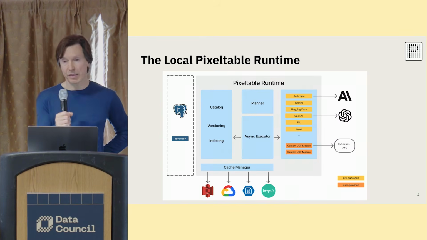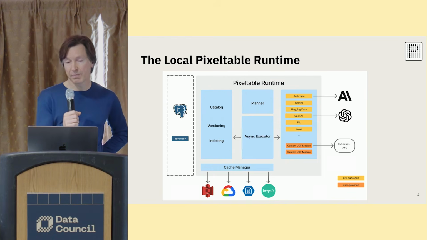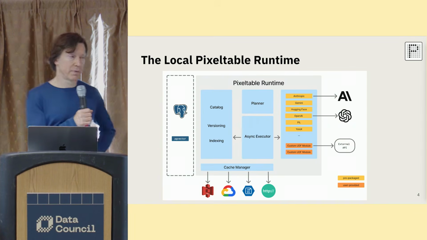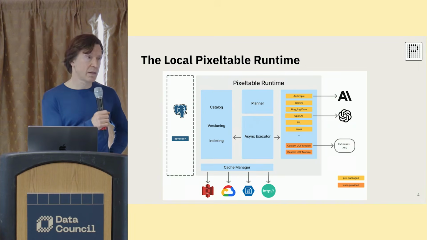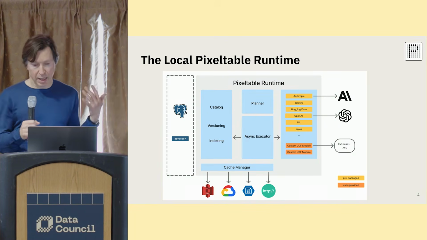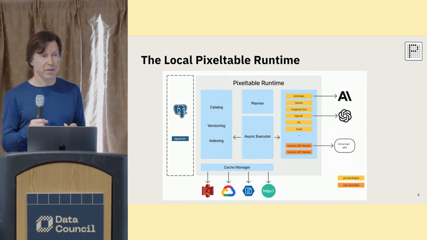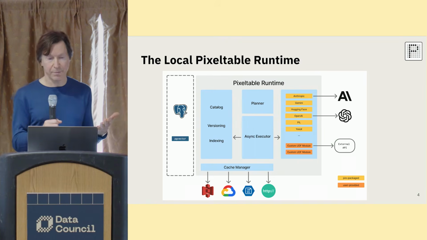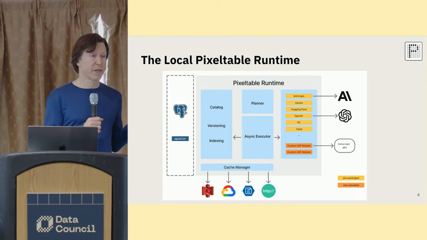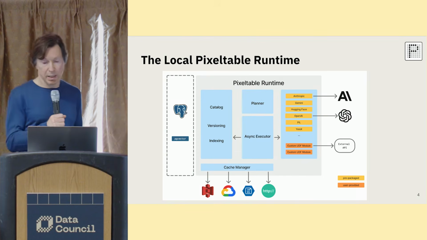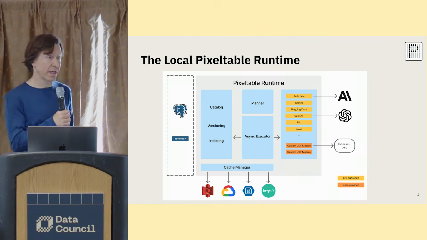So Pixeltable is persistent. Pixeltable functions like a database system. It uses, like I said, Postgres for structured storage. It uses pgvector for vector indexing. It uses local files for materialization of media data when you're doing local transformations. The runtime system itself consists of a catalog, metadata, versioning system with indexing. For execution of both queries and updates, there is a planning component and an asynchronous executor. There's also a cache manager for interacting with external media data.